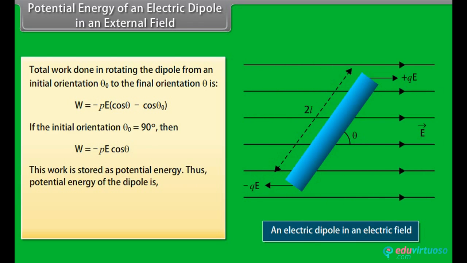This work is stored as potential energy. Thus, potential energy of the dipole is U equals minus PE cos theta, which can be written as minus P dot E. Electrostatics of conductors.